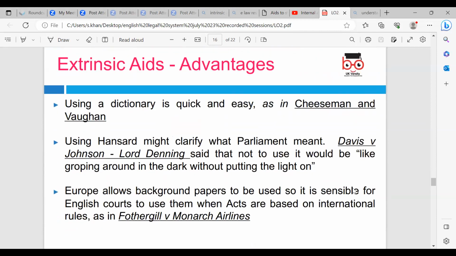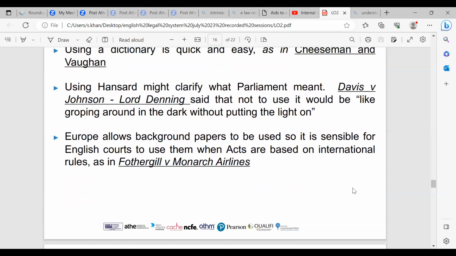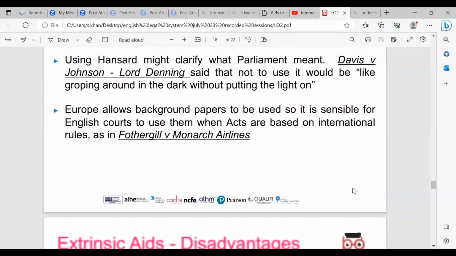Extrinsic aid advantages. Using a dictionary is quick and easy, as in the Cheeseman v Vaughan case. Using Hansard might clarify what Parliament meant, as in Davis v Johnson. Lord Denning said that not to use it would be like groping around in the dark without putting the light on. Europe allows background papers to be used, so it is sensible for English courts to use them when acts are based on international laws, as in the case of Fothergill v Monarch Airlines.